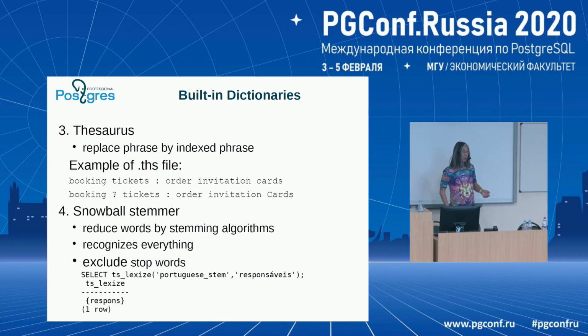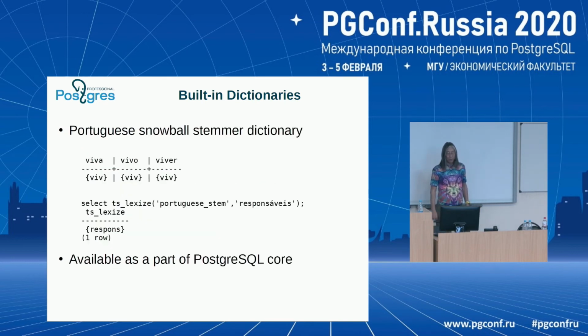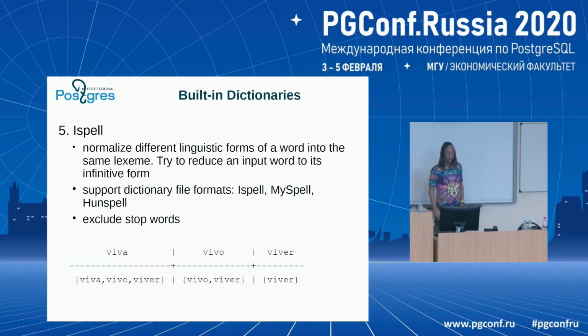Stemmer is the dictionary that recognizes any word. It just uses certain rules to cut, to stem this word. There are rules for each language. It's one of the most popular dictionaries, actually. For example, Portuguese stemmer, you see how this works. We give viva, vivo, viver, and we see how different words are turned into the same query. So it allows you to look for different forms of the word. It's all a part of the kernel.